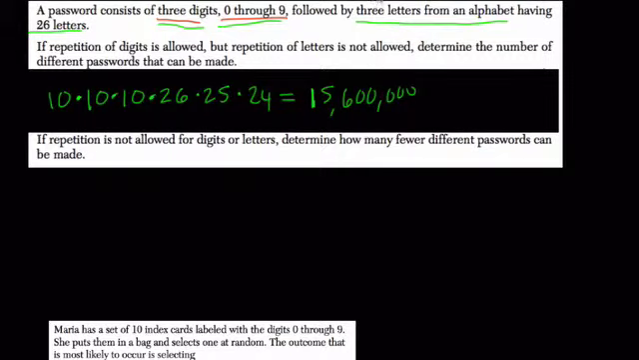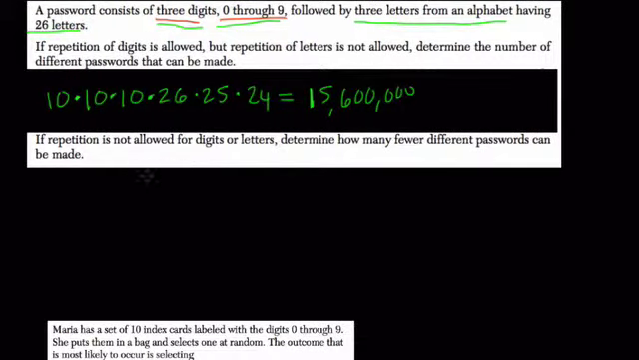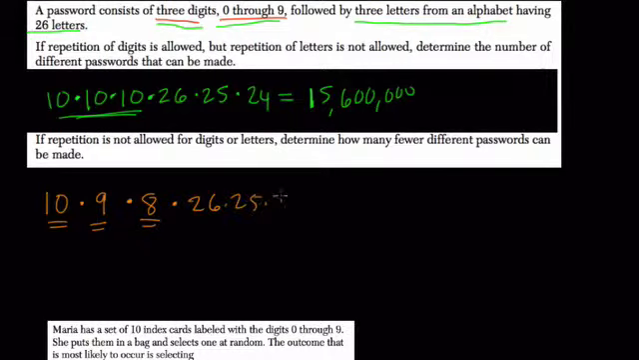And then the next one says, if repetition is not allowed for digits or letters, how many fewer passwords can be made? Well, instead of 10 times 10 times 10, we can first choose from 10 digits. For each of those 10 digits, there will now be 9 other choices because we can't repeat any of the digits that we start with. And then, for each of those 9, there will be 8 left to pick from. And that's it, 10 times 9 times 8. And then again, 26 times 25 times 24.